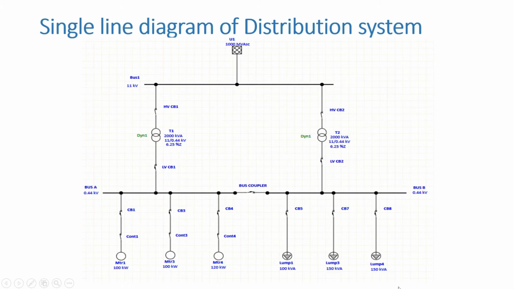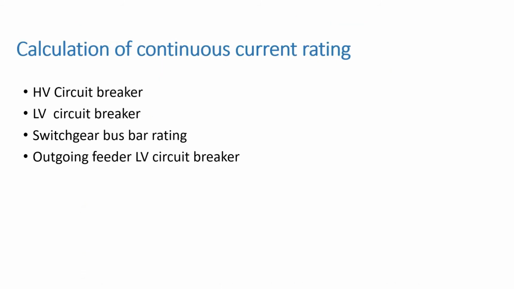Now we will calculate all the current ratings of the circuit breakers and the bus bar, and second, we will calculate the short circuit rating of the circuit breaker and also the bus bar. If you know these two sections, you can easily design any distribution system. So now we will start with the first part, the continuous current rating of the HV and LV circuit breakers, then the switch gear and the outgoing feeders of all LV circuit breakers.